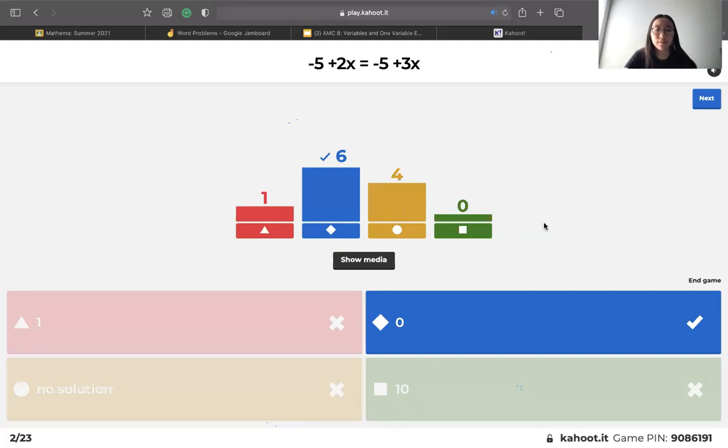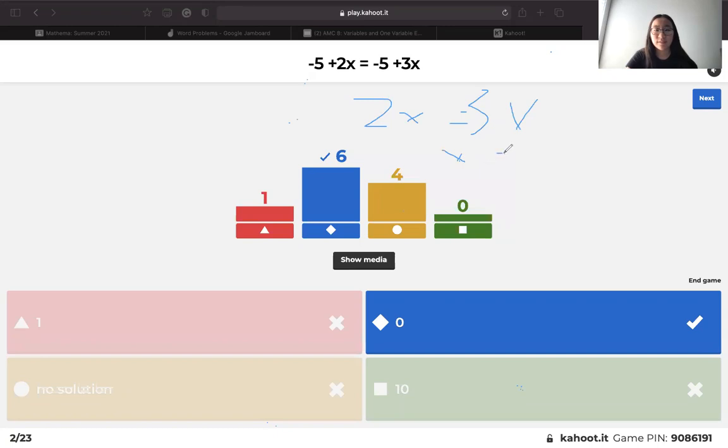Good job. The answer here would be 0, because you can add 5 to both sides, and then you just get 2x equals 3x. So x has to equal 0.